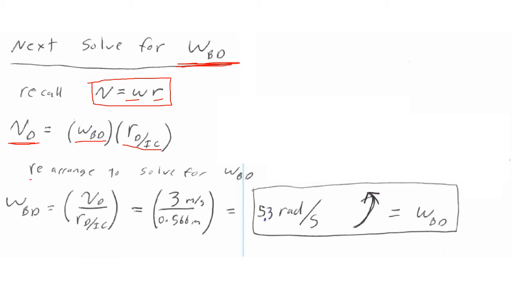So now we can rearrange this and solve for our omega BD because we have a value for this. We were given a value for this. Our only unknown is our omega BD. So we can rearrange this, and omega BD is equal to our VD over our RDIC here. So we plug in our values here. It's given to us, 3 meters per second. We solve for this of 0.566 meters. Simple math there. We find out that this is equal to 5.3 radians per second moving counterclockwise. So again, magnitude and direction here. This is moving counterclockwise by rotating there. This is our omega BD.